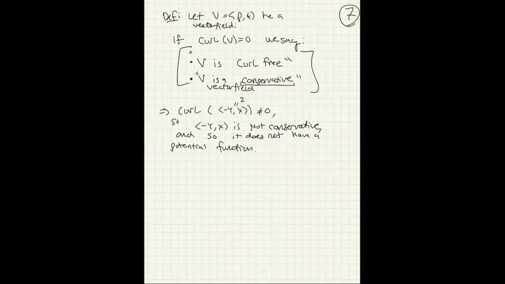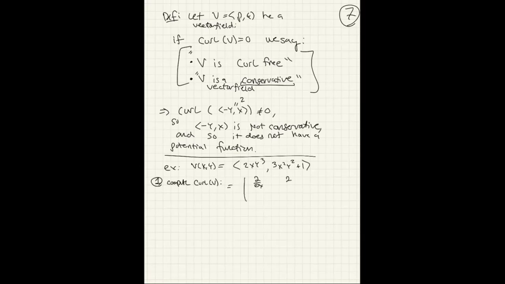Let's do an example. I'm going to say V of x, y is equal to (2xy cubed, 3x squared y squared plus 1). All right. So let's first compute the curl. This is going to be a determinant with 2xy cubed and 3x squared y squared plus 1.